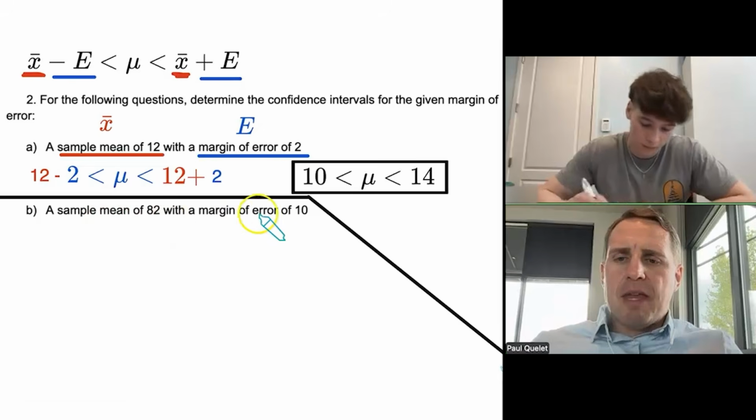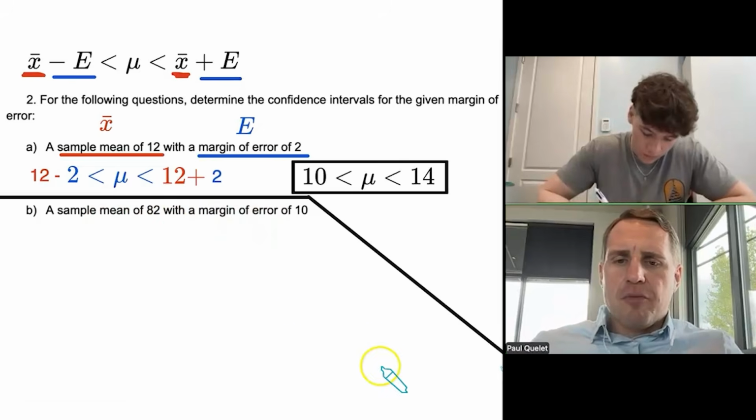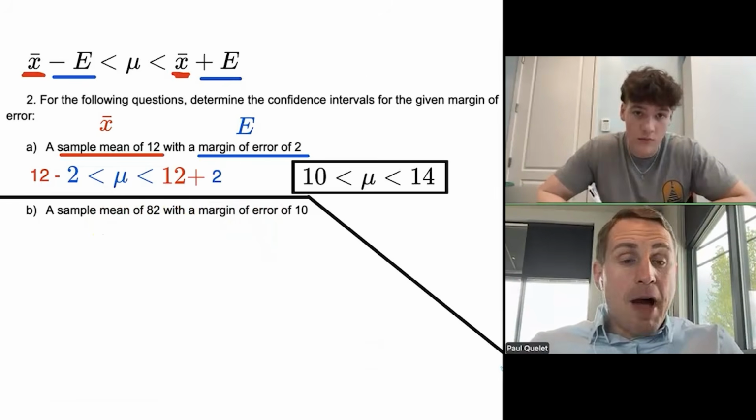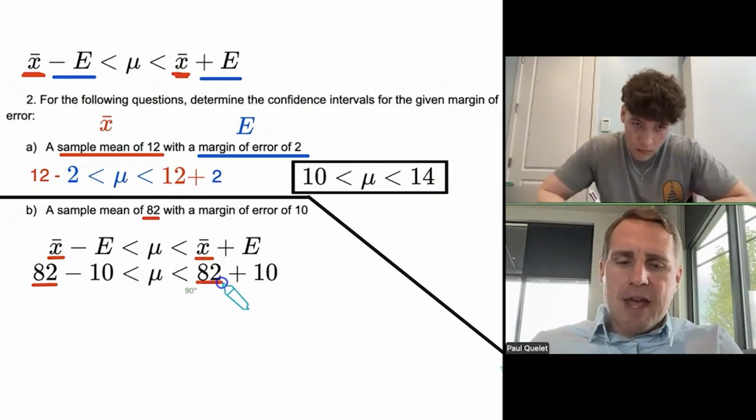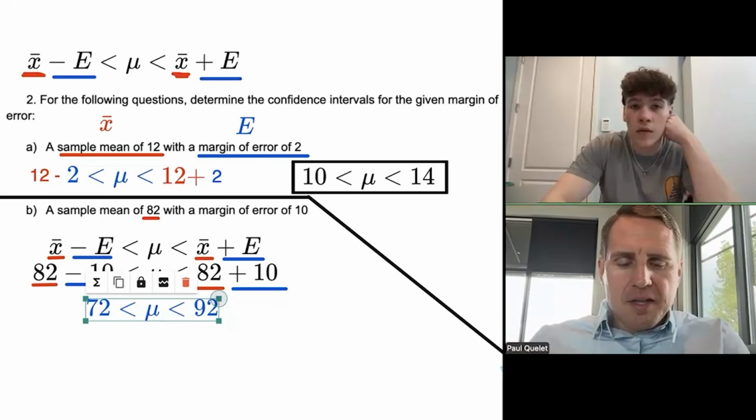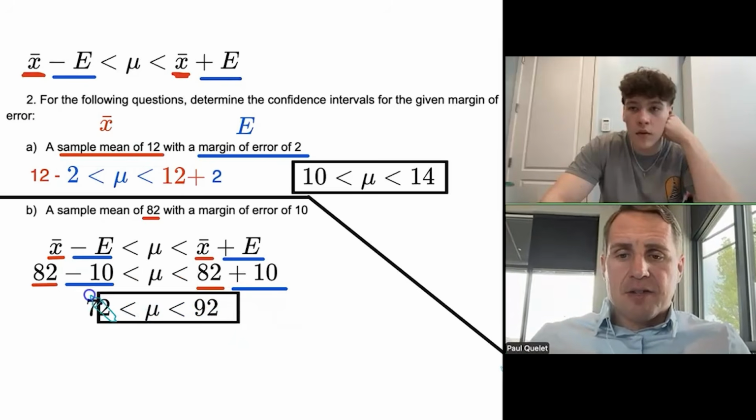All right, sample mean of 82, the margin of error of 10. So that's going to be on the left-hand end, 82 minus E. And then on the right-hand end, it's 82 plus 10, less than mu, less than 92. All right, nicely done. That's our answer.